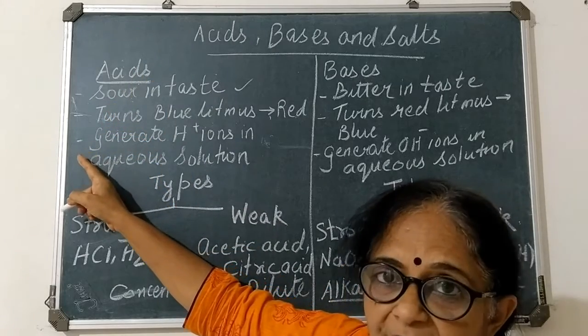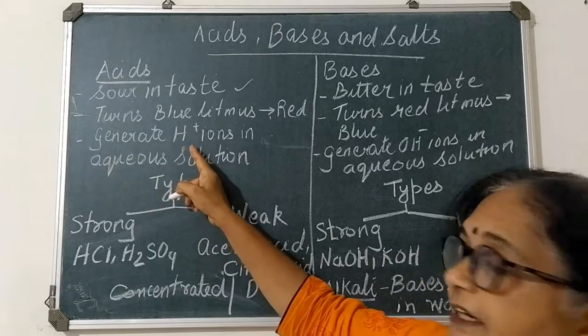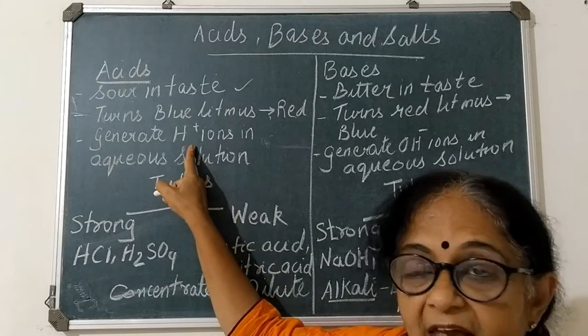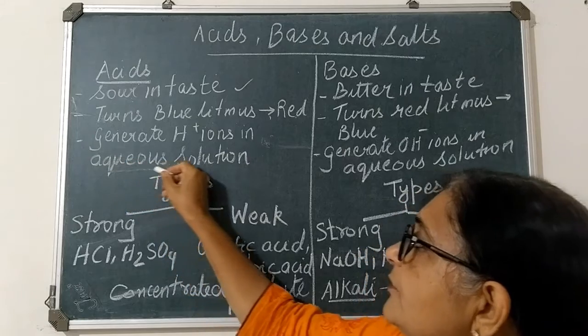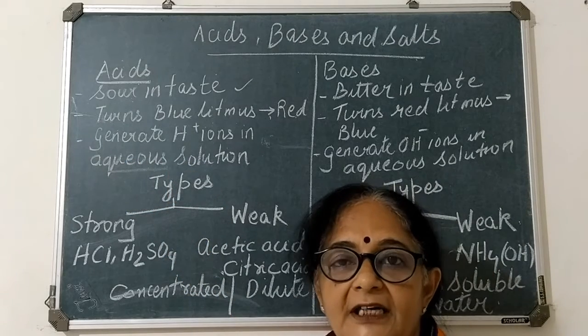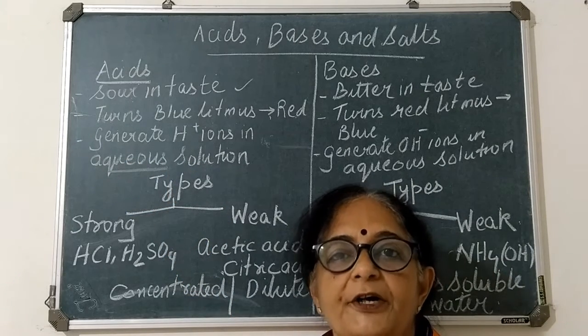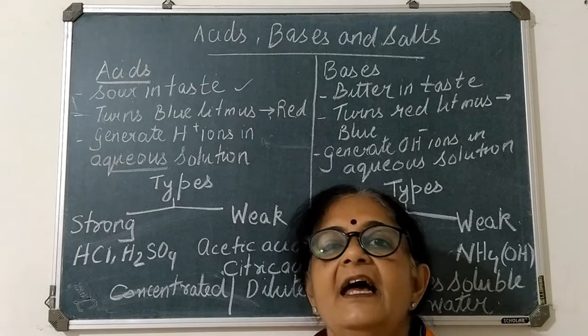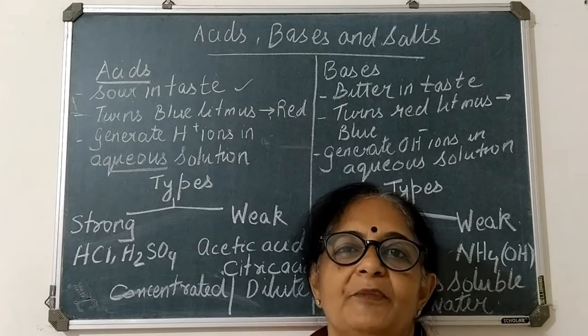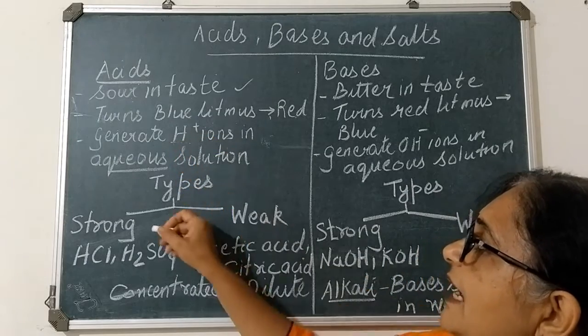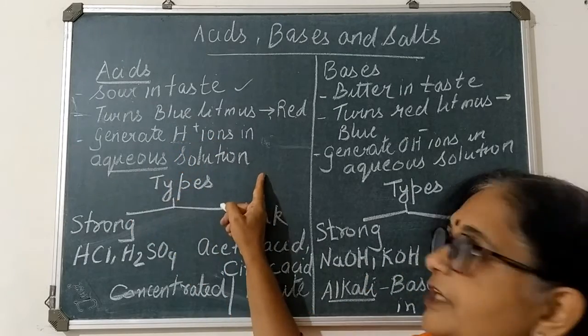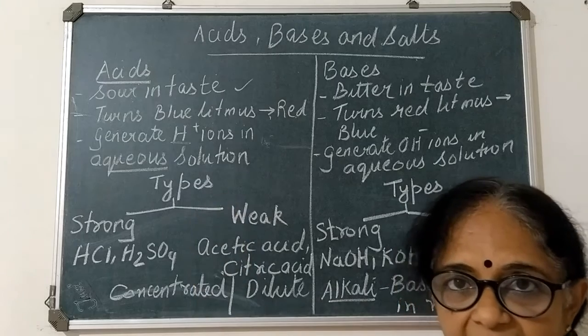And the third property is it produces H plus ions in aqueous solution. Aqueous solution means if you are taking any substance and putting it in water, you are preparing an aqueous solution of that particular substance. So if it produces H plus ions in aqueous solution, then it is an acid.